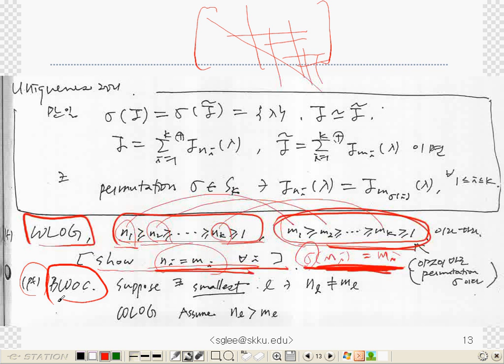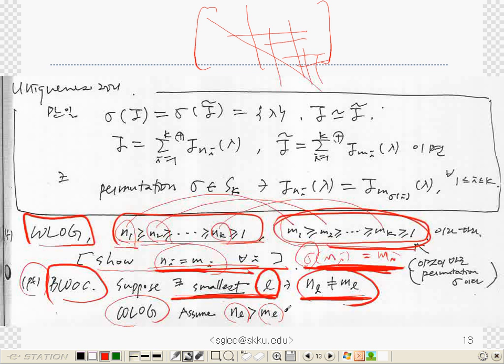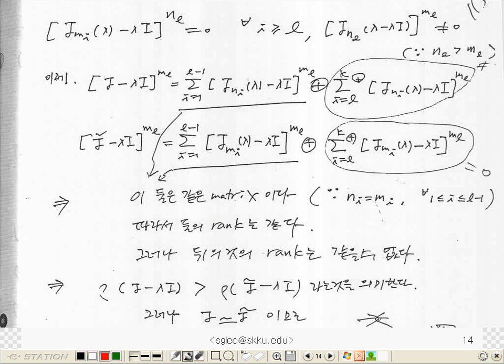Proof. By way of contradiction, suppose there are some n_i and m_i that are not the same. If there is a matrix which has a different size in the middle, then suppose there exists a smallest L such that n_L is not the same as m_L. So there is some block which has a different size when you order by size. Without loss of generality, assume n_L is strictly bigger than m_L. Then think about the power of n_L first.